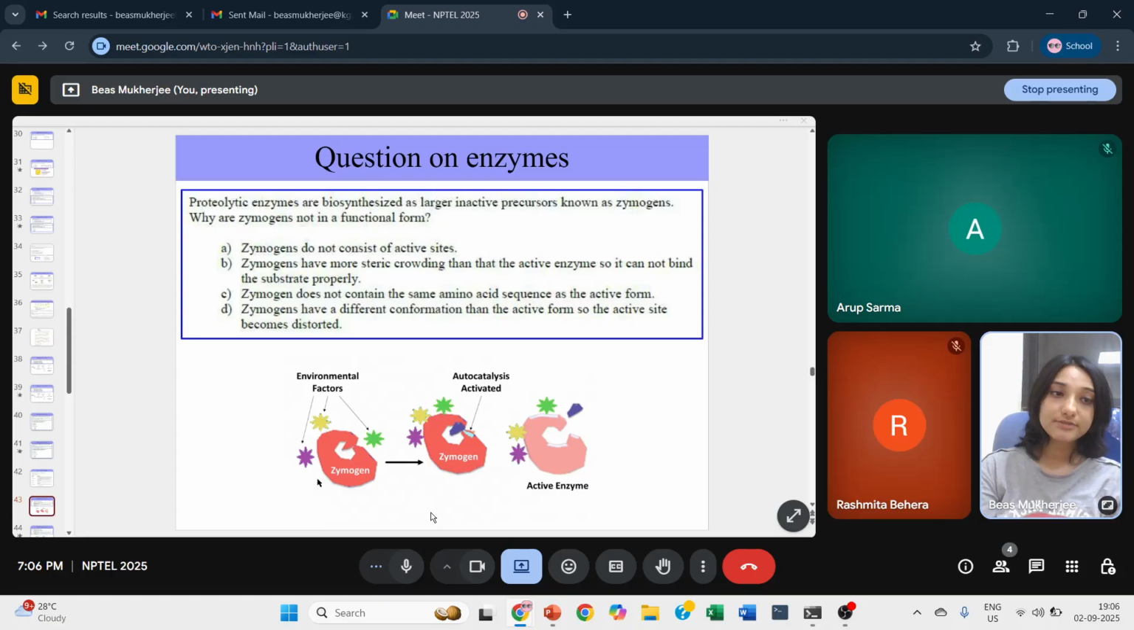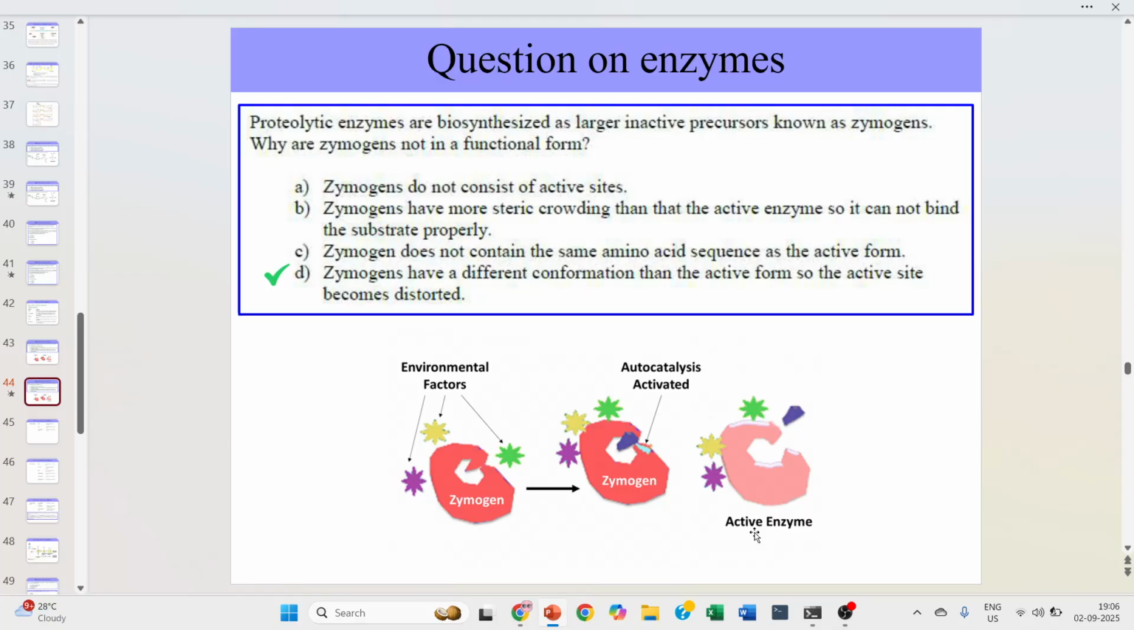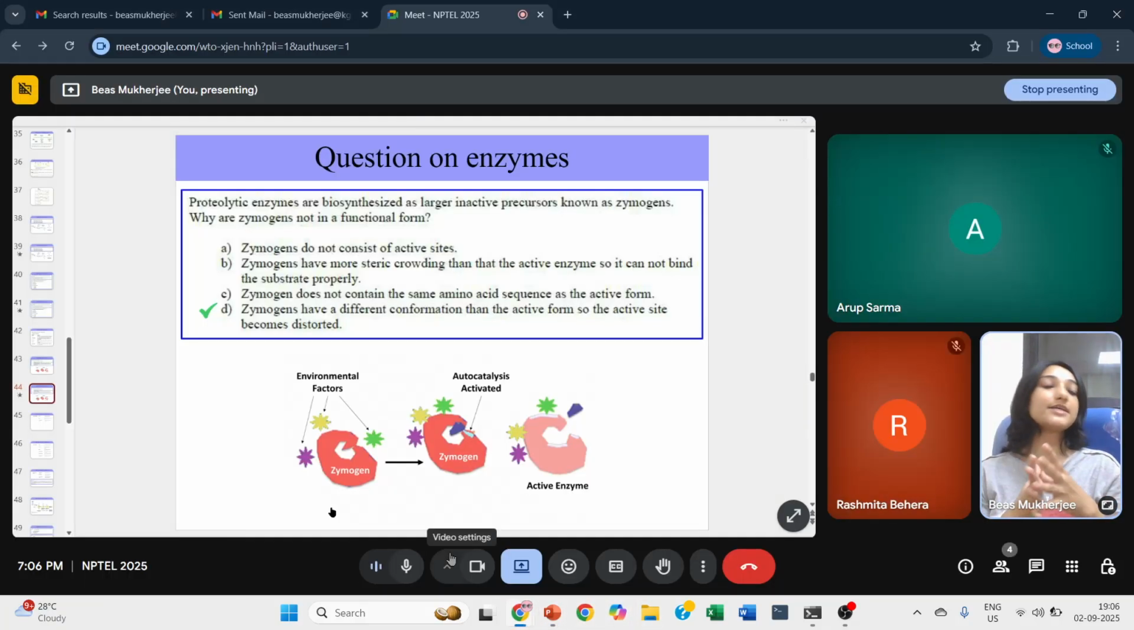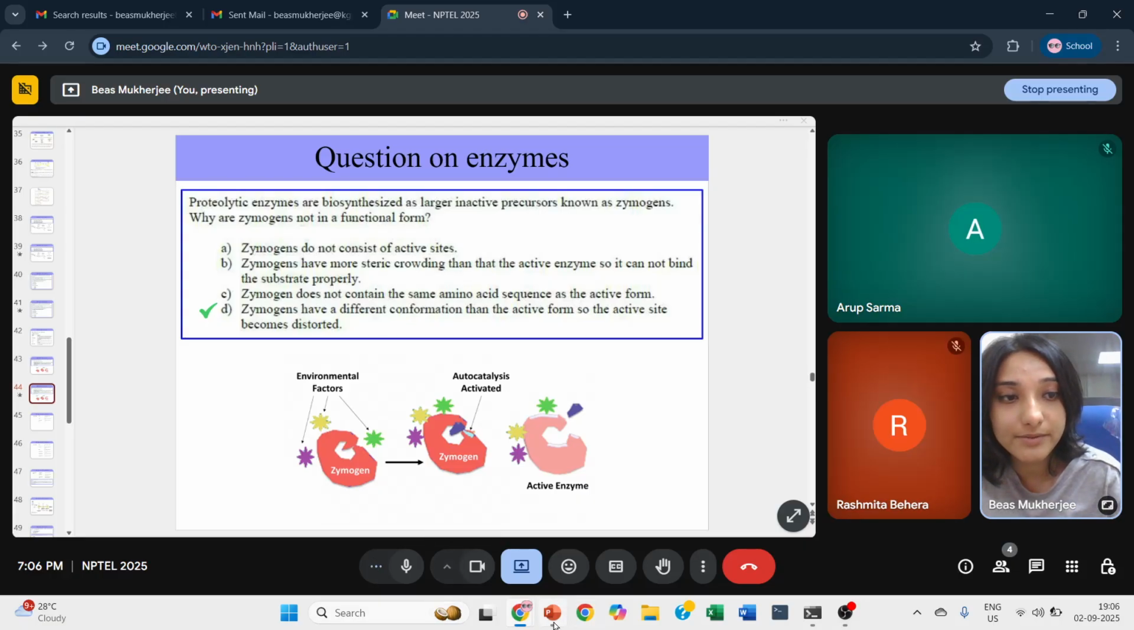Chalo, think about it. What is happening? So we look at the right answer. Okay, so the right answer is D. Now zymogen is having a conformation of the active site that is different from the functionally active site. That is why it is not able to bind to the substrate and it is not able to catalyze it.